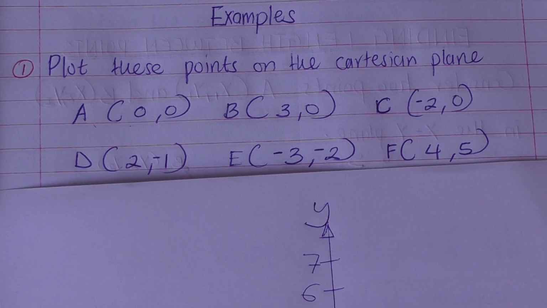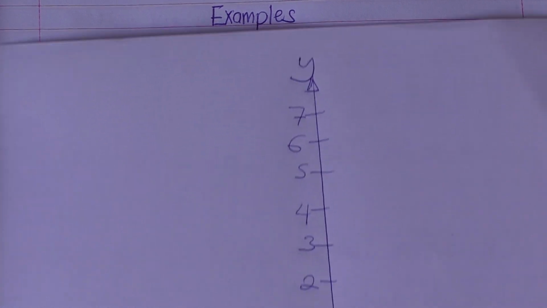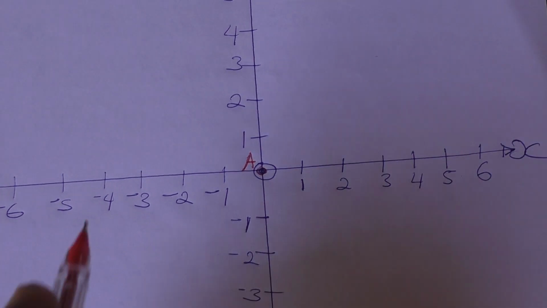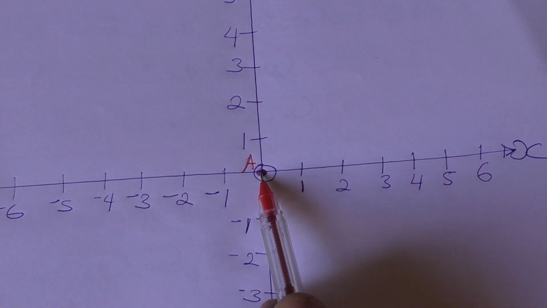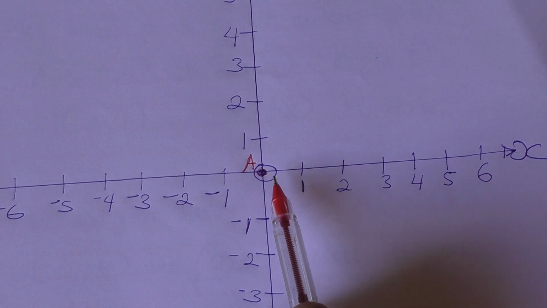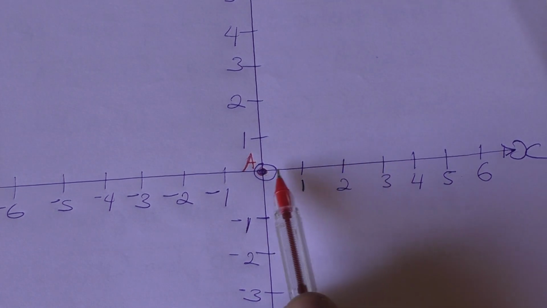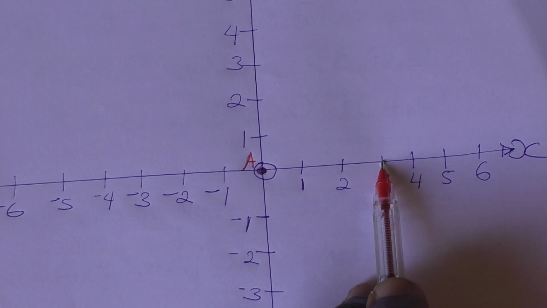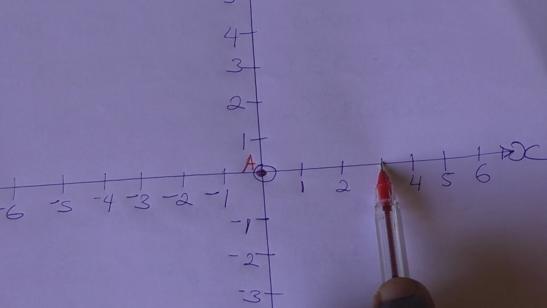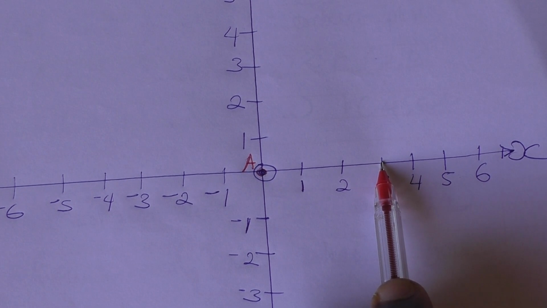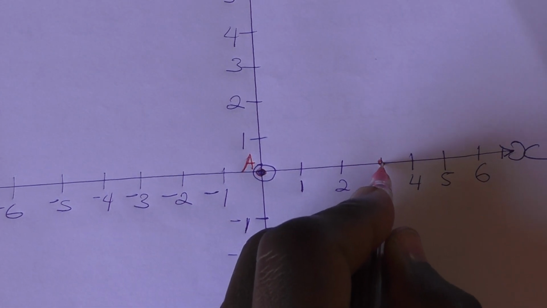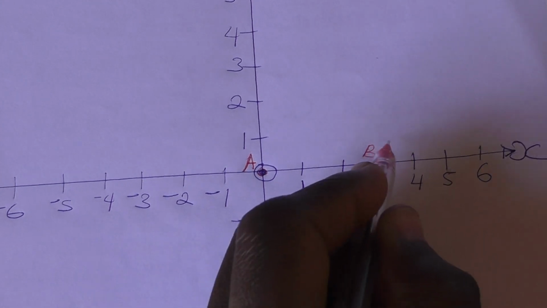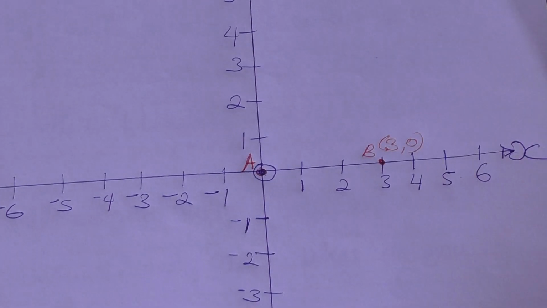Then point B is 3, 0. So the 3 is an x coordinate. So we move 3 steps on the positive side of x, that is 1, 2, 3. And since it is 3, 0, meaning we are moving 0 steps on the y-axis, we remain at the same point. So this is point B, which is 3, 0.